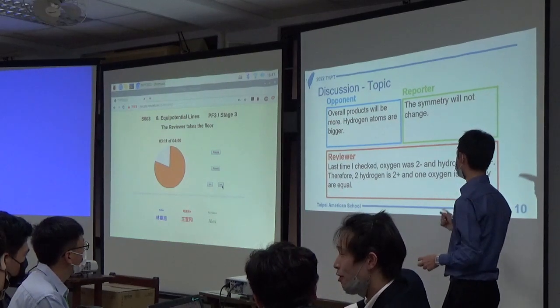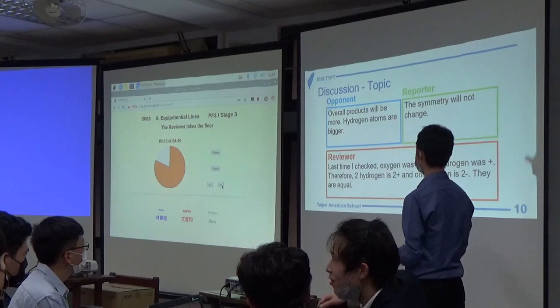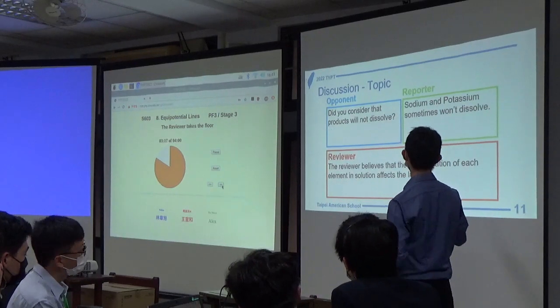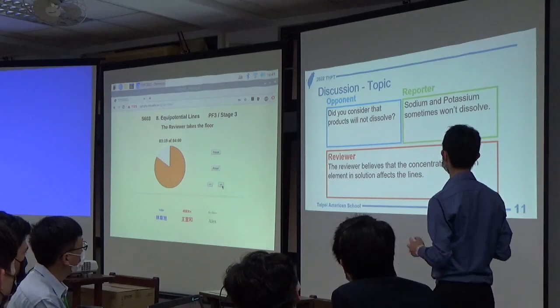Last time I checked, water was H2O. So adding those together, they are equal. They should be symmetrical. Finally, did you consider products that will not dissolve? The reporter said sodium and potassium sometimes won't dissolve.